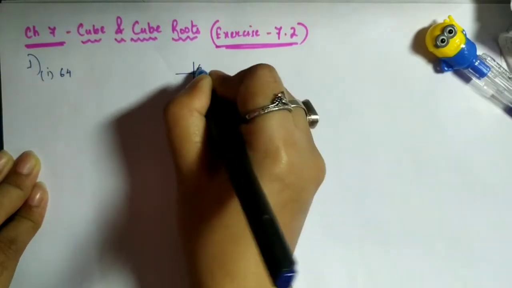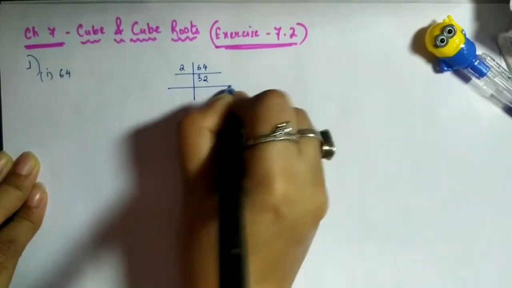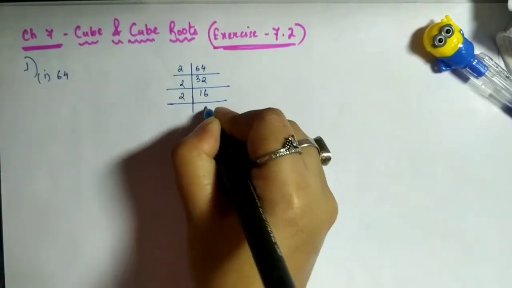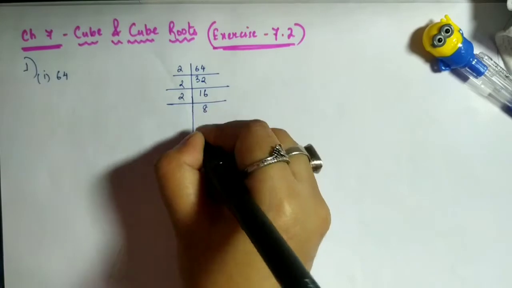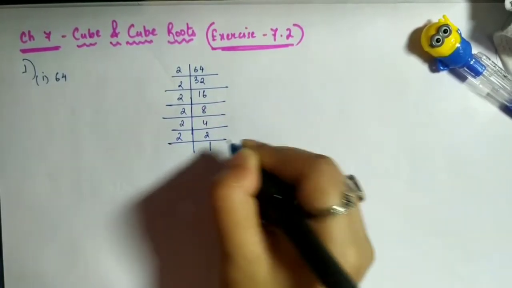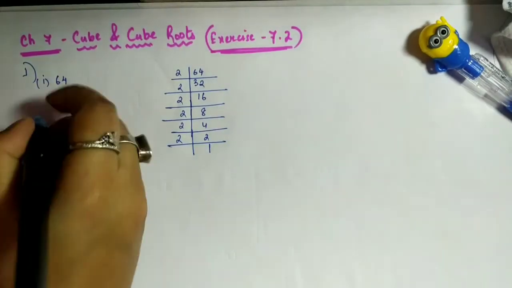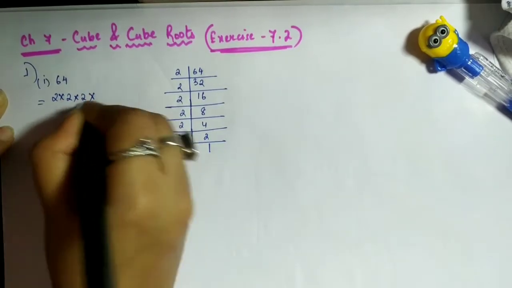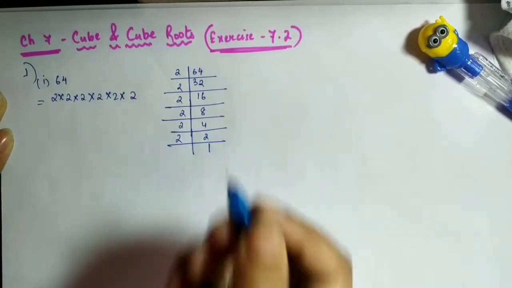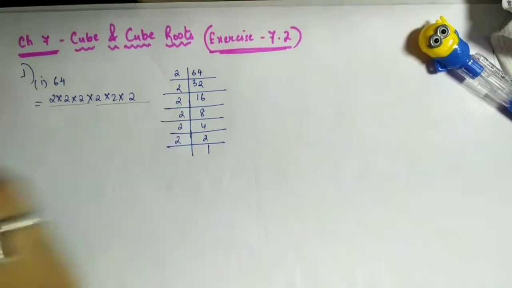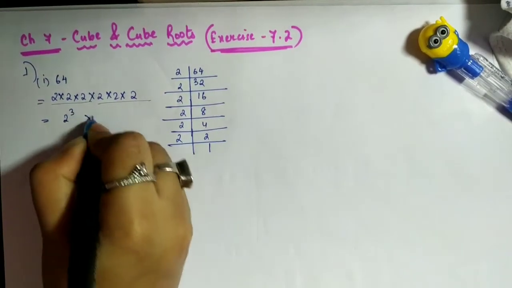Let's do it. 64. So let's prime factorize it. So we'll write down the factors here. 2 into 2, it's 6 times: 1, 2, 3, 4, 5 and 6. Now what we do here is we start making groups of 3 because it's a cube. So like this. So can I write it as 2 cube into 2 cube?